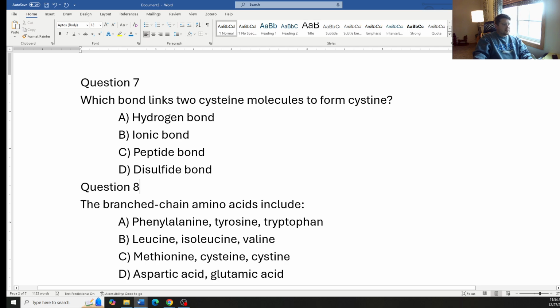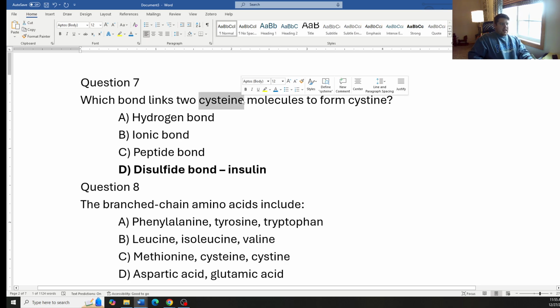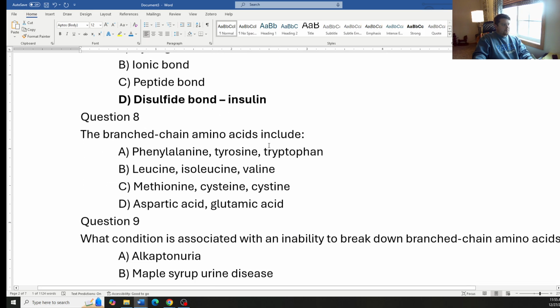So when 2 cysteine molecules are bound together, this is going to be a disulfide bond. We see this a lot in insulin, which is the main structure that we get asked about when we talk about our disulfide bonds. As well, cysteine and cysteine are both sulfur-containing amino acids, so we know if we connect those through sulfur, it is a disulfide bond.